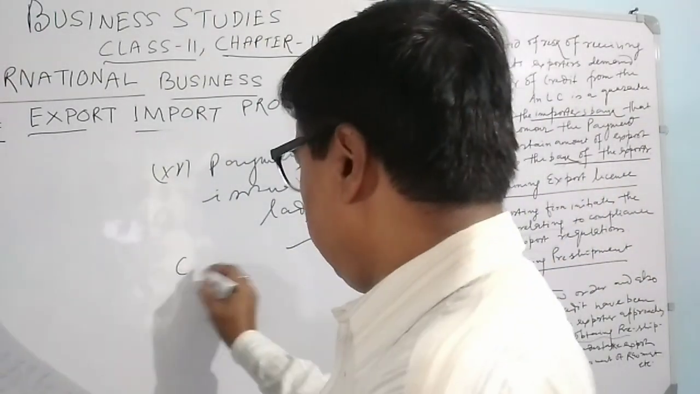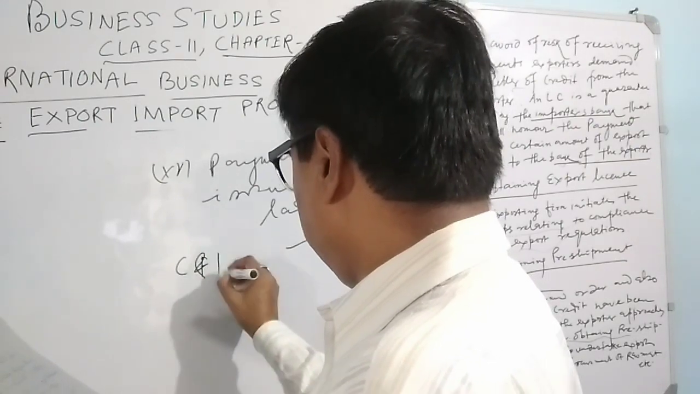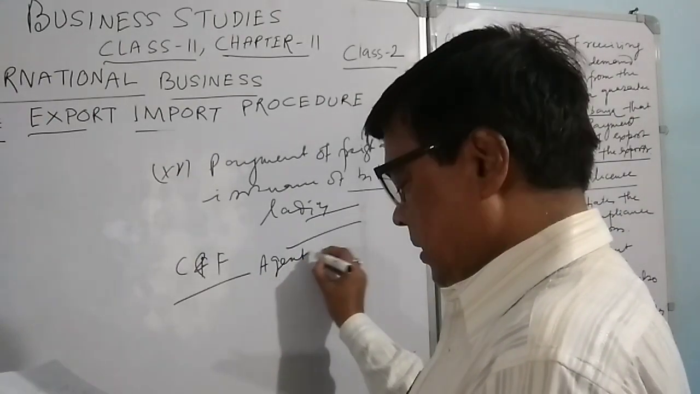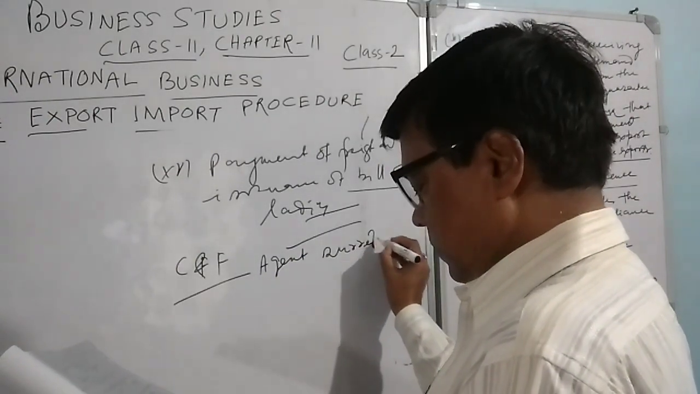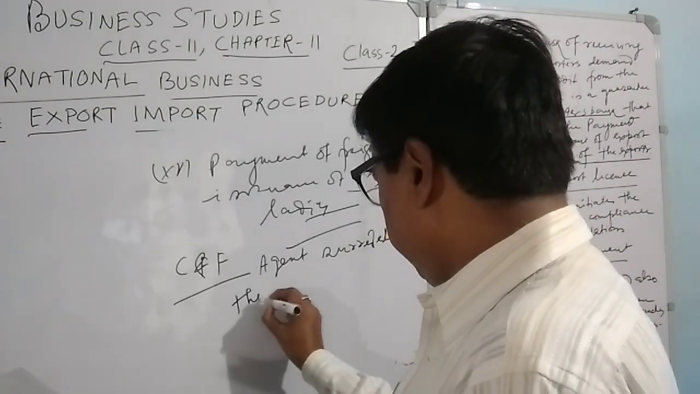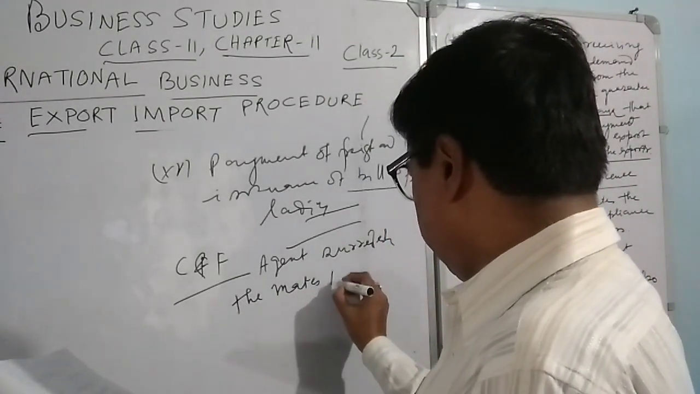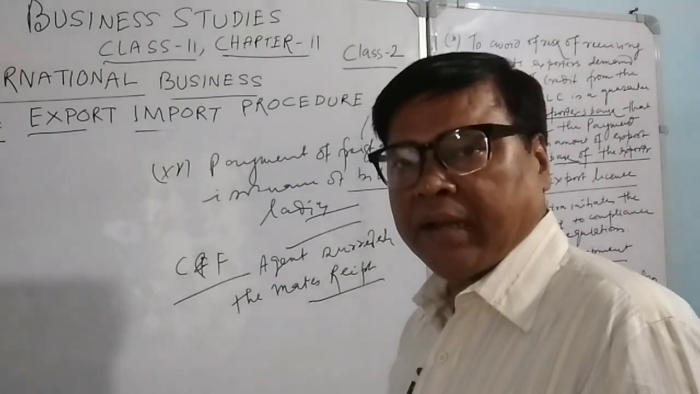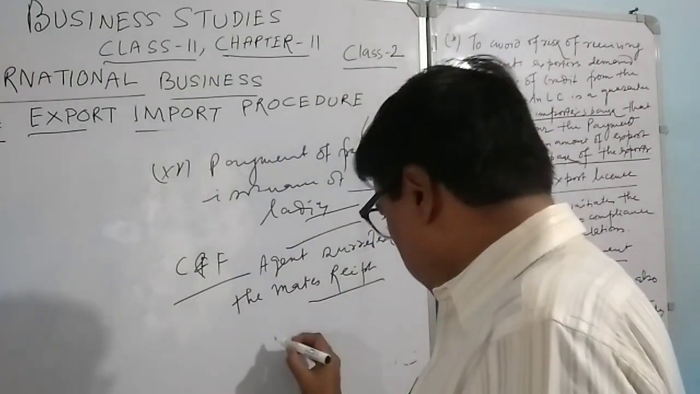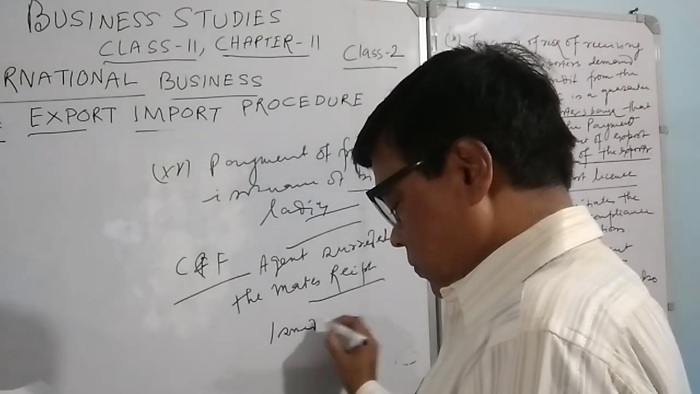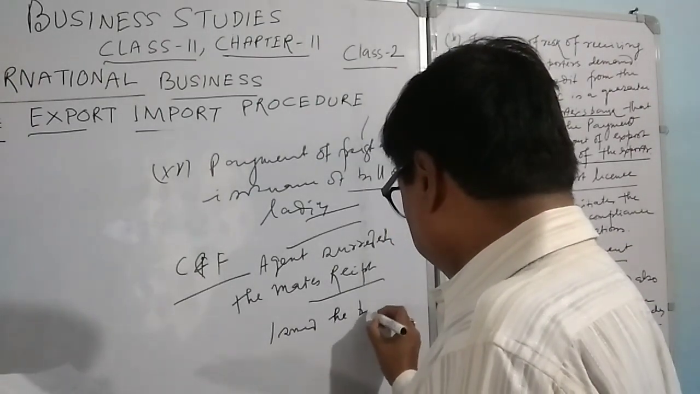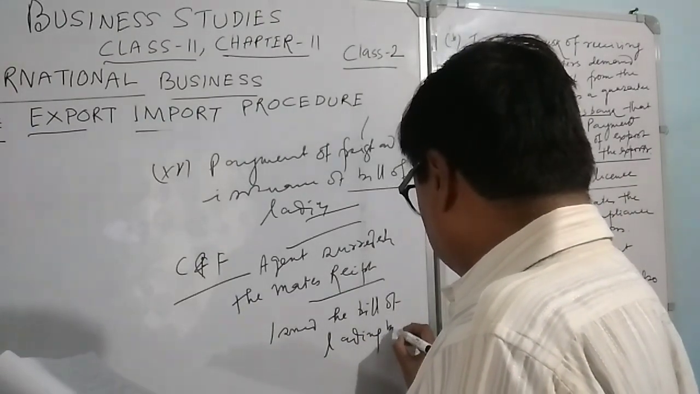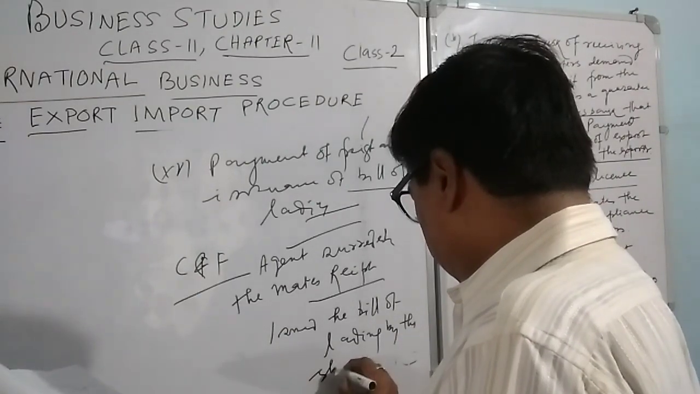Here you go to the CNF agent, the clearing and forwarding agent. The agent surrenders the mate's receipts. What are mate's receipts? Mate's receipts are nothing but proof that payment has been cleared towards the freight. Then the bill of lading is issued by the shipping company.